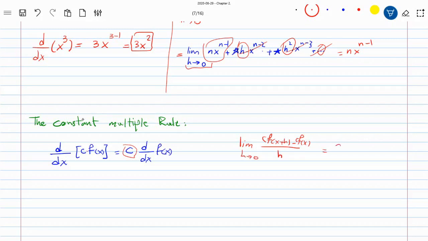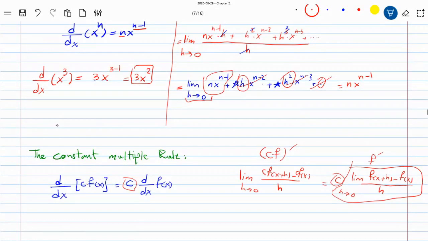What you could do is write the c outside, and you have f of x plus h minus f of x divided by h as h approaches 0. This c can stay. What is this? This is basically the derivative. And what you start with is the c derivative, c f derivative. The derivative of a constant multiplied by a function is basically that they keep the constant and multiply the derivative later.